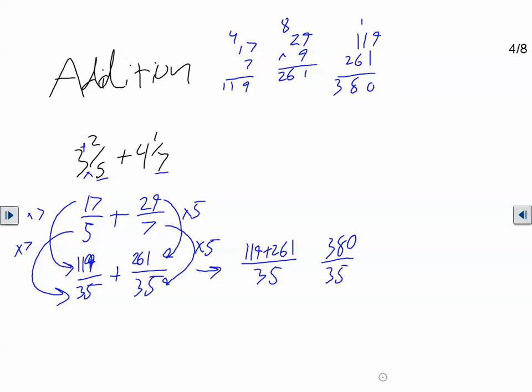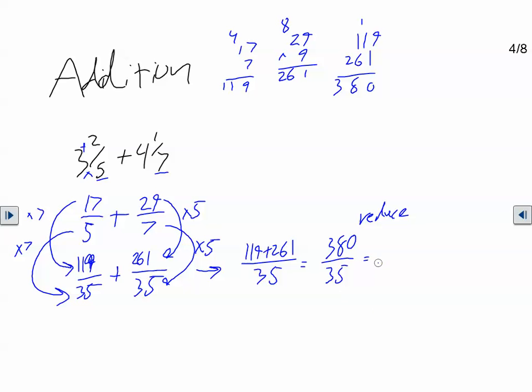Which is great. But now we have another problem. We need to reduce this, right? It's got to be reduced. So we're looking for common factors. I can see that this ends in 0 and this ends in 5, which means both of these are divisible by 5. So I'm going to divide each of these by 5.